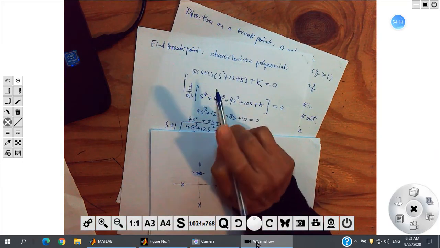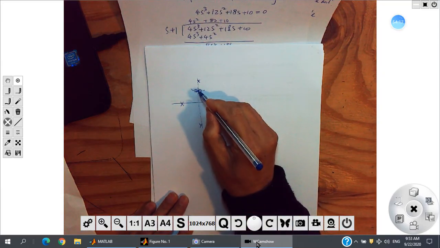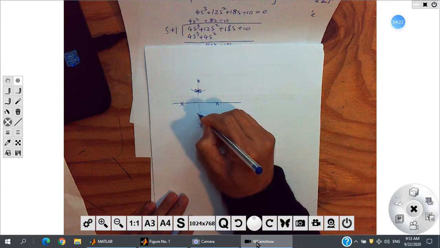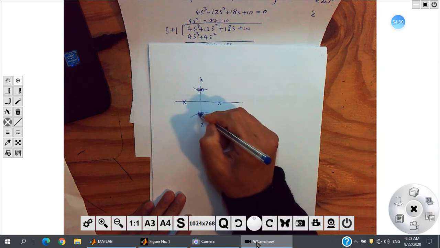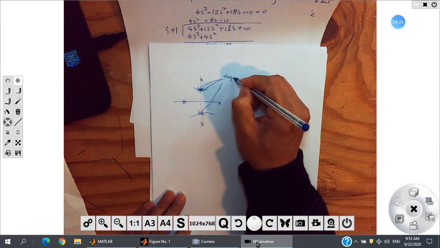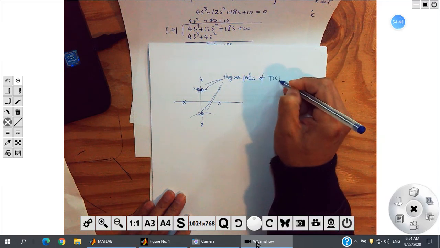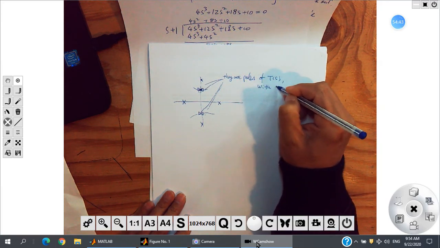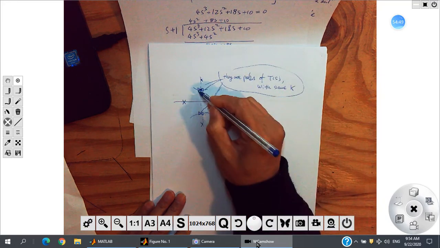So for every k we will have 4 poles. At this point, that is for some k, right? For that k we have 4. Actually, this is another breakaway point. Okay, we have these 4 points. So these 4 are poles of T of S with the same k. For that k we have these 4 points.